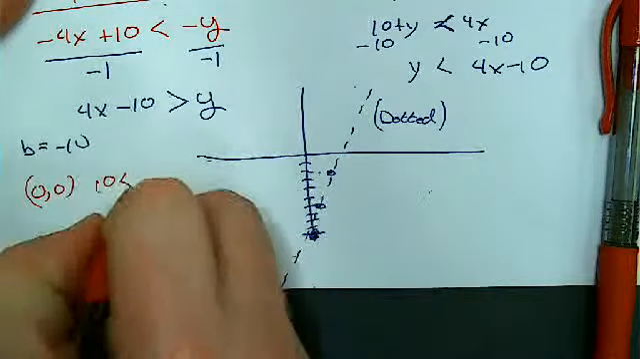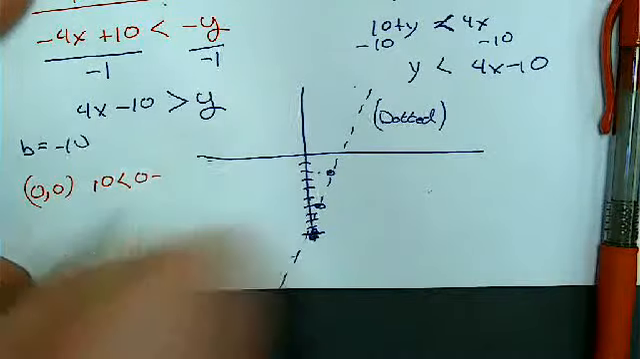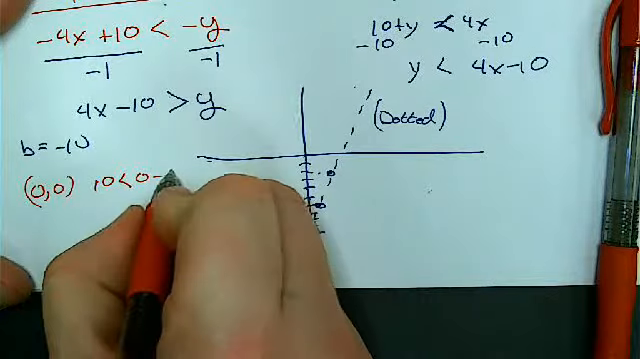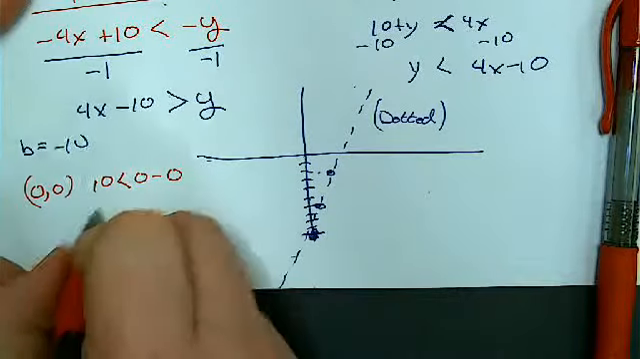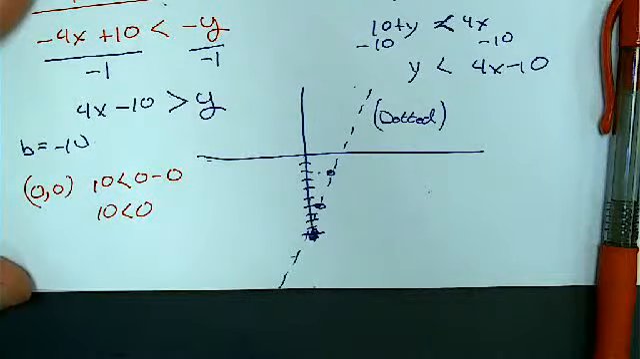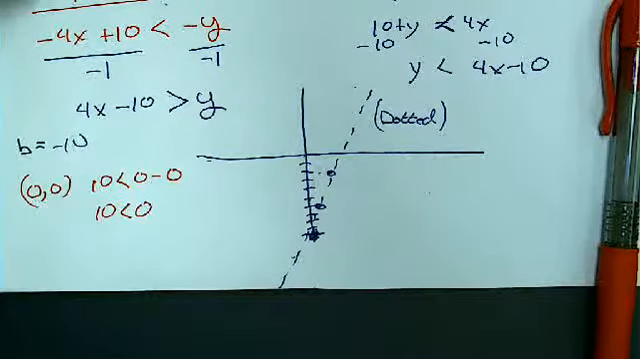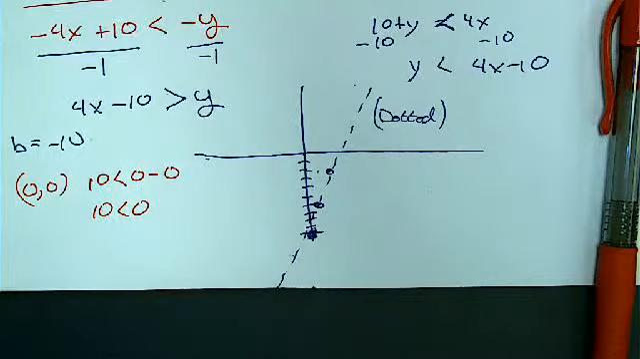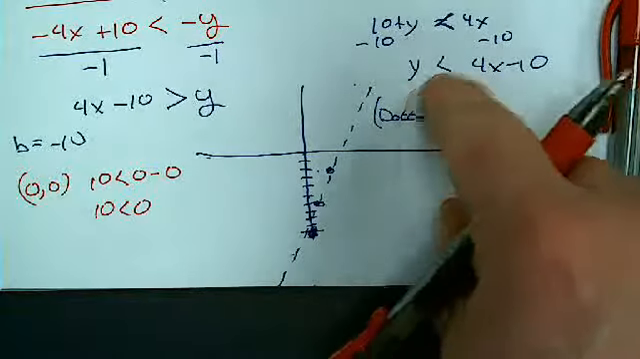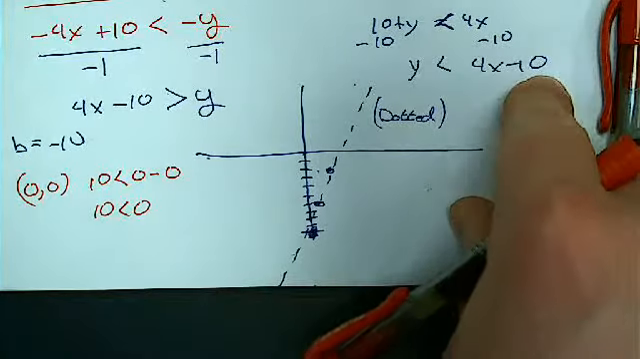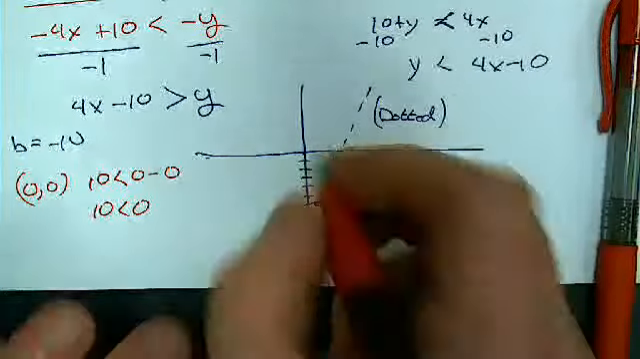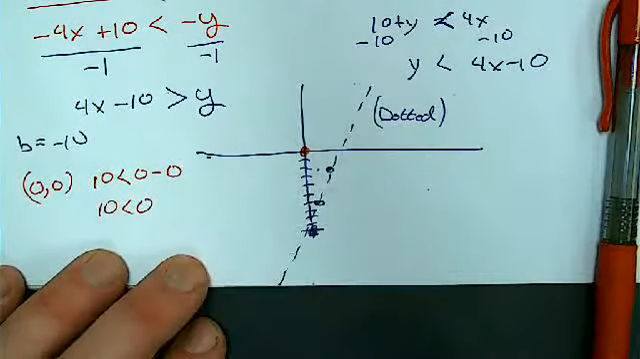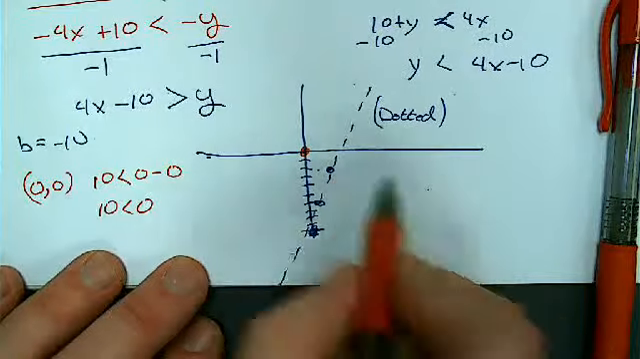Is 10 less than 0 minus 0? Is 10 less than 0? I'm going back to the original equation. Now, if I had done this one, I would be asking, is negative 10 greater than 0? Still not true. If I put it in over here, I'd be asking, is 0 less than negative 10? Still not true. No matter what I do, 0, 0 is not in the solution. So where do I shade? Above or below? Above. Below.